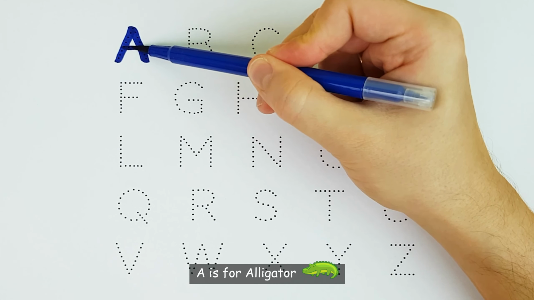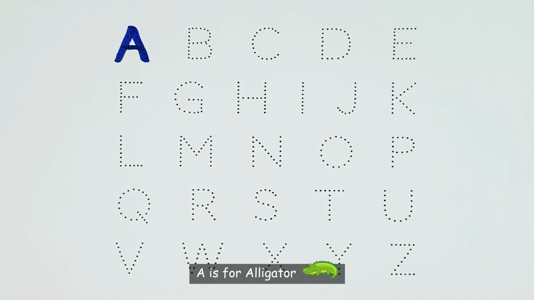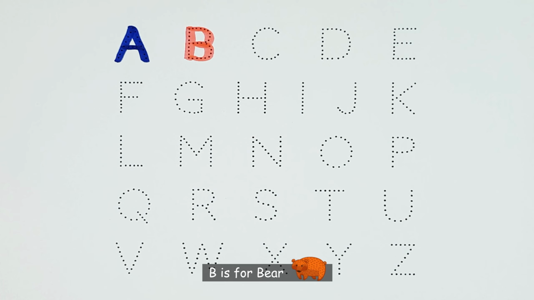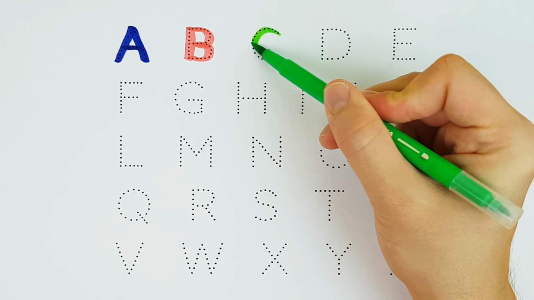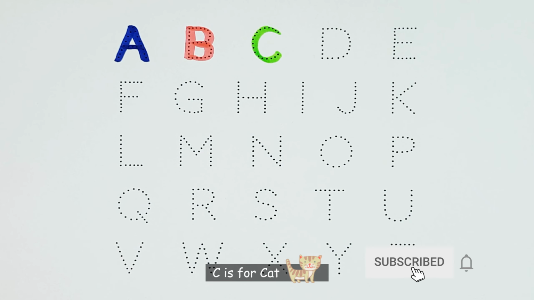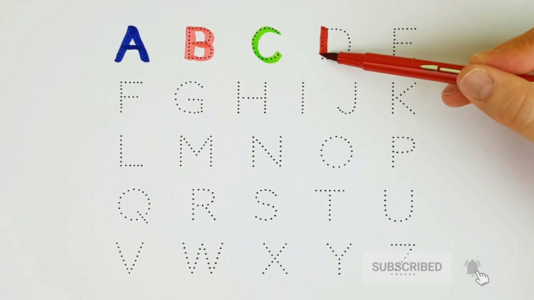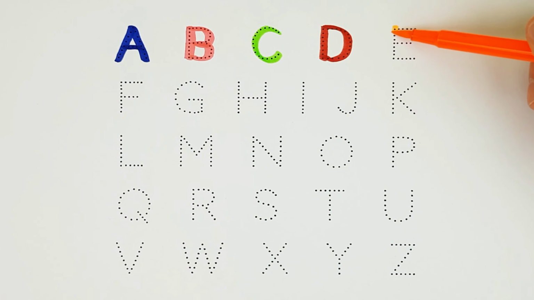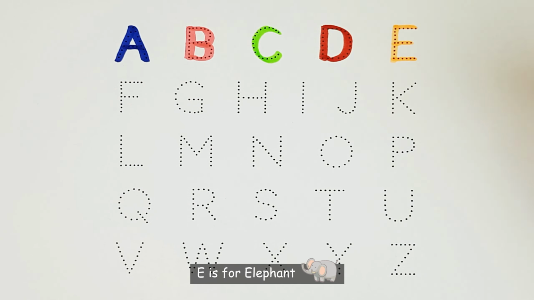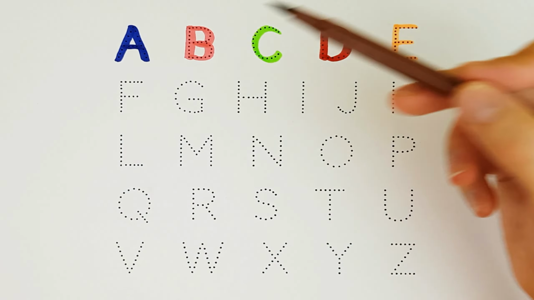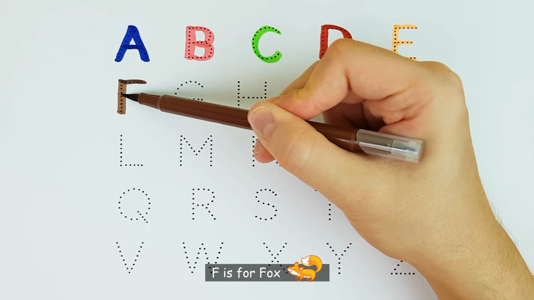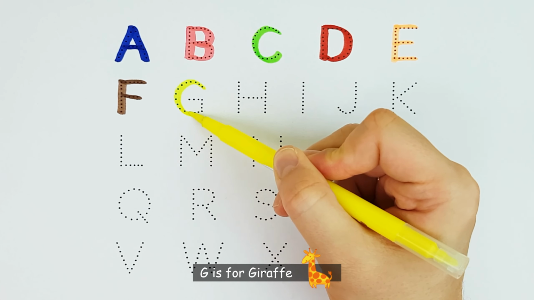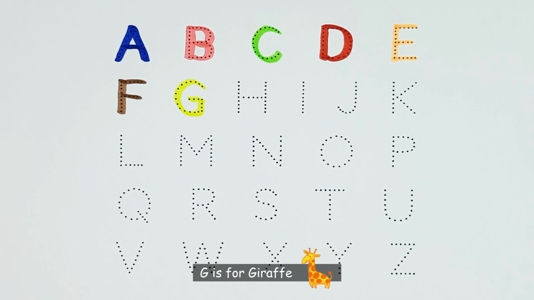A. A is for alligator. A. B. B is for bear. B. C. C is for cat. C. D. D is for dinosaur. D. E. E is for elephant. E. F. F is for fox. F. G. G is for giraffe. G.